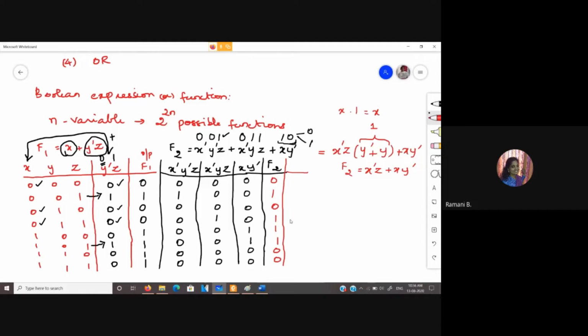For any particular function, you will be having only one truth table. However, the function can be simplified, or you could say many expressions can have the same truth table. It is how you represent it that matters.